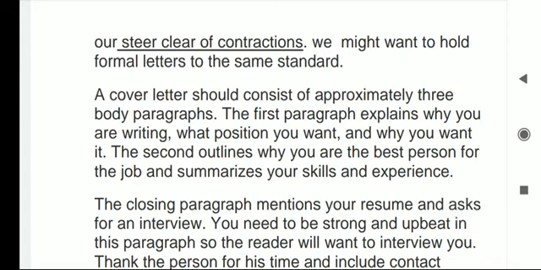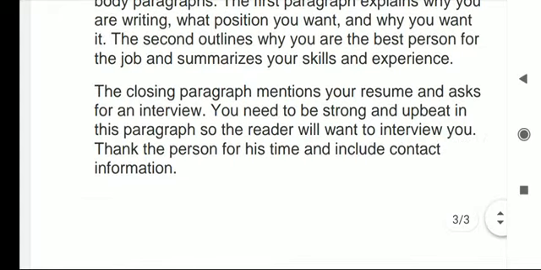A cover letter should consist of approximately three body paragraphs. The first paragraph explains why you are writing, what position you want, and why you want it. The second outlines why you are the best person for the job and summarizes your skills and experience, right? The closing paragraph mentions your resume and asks for an interview.